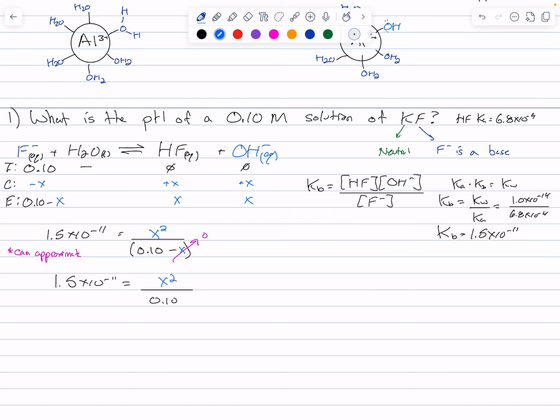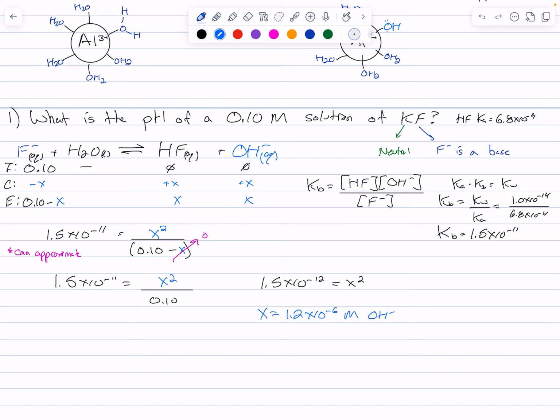1.5 times 10 to the negative 11 is approximately equal to x squared over 0.1. Well, if we multiply by 0.1, we get 1.5 times 10 to the negative 12 equals x squared. So the square root of 1.5 times 10 to the negative 12, I get 1.2 times 10 to the negative 6. And that's what we want, that x right there.